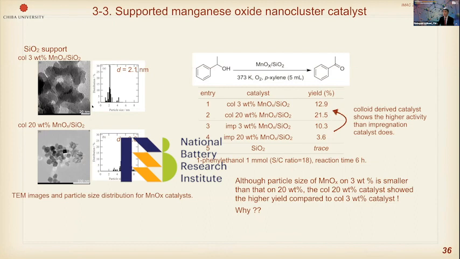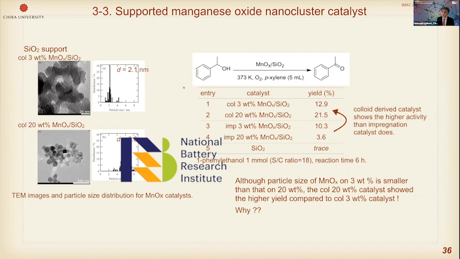Finally, we used transmission electron microscopy to check the particle size. Here, the colloid-derived case was applied to measure the particle size distribution. In the 3 weight% case, the average particle size is 2.1 nanometers, very small. Manganese oxide was obtained. And the 20 weight% case is 6.6 nanometers, a little bit more distributed, and larger particles were obtained.